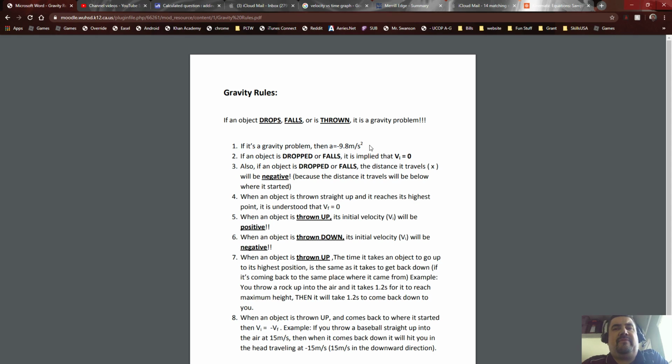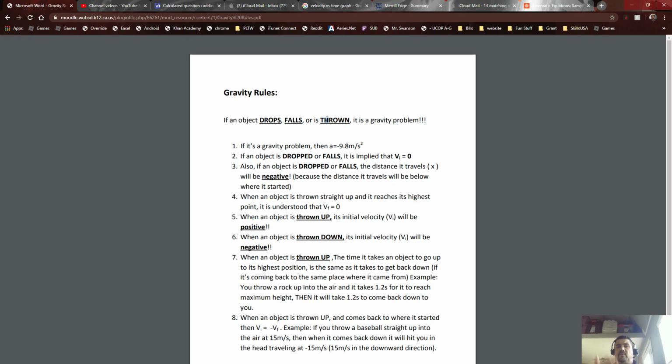But here's the thing: before I even get to these rules, how do you know if it's a gravity problem? Pretty much, if an object drops, falls, or is thrown, it's a gravity problem. Now, not limited to that. For example, if a problem says a rock is tossed off a cliff, and you're like, hey, it said tossed, it didn't say thrown. So what I'm saying is use your imagination here. If it's something that drops or falls or is thrown or anything even close to that, in other words, it's an object that's free falling, that gravity is going to pull downward.